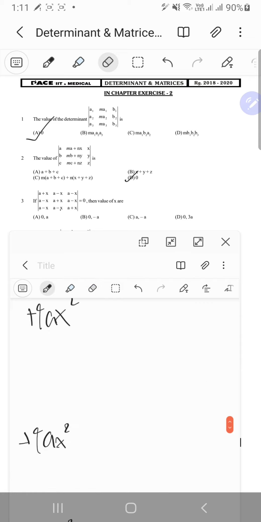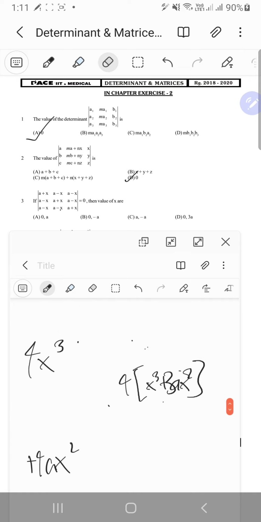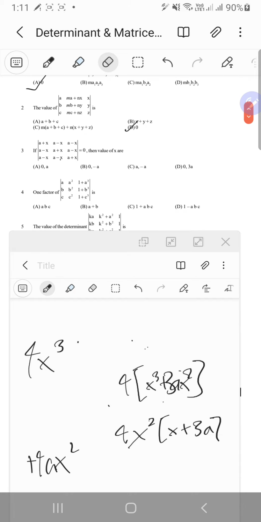So this was just 4 times x cubed plus ax squared plus 3x squared. So it will be 4x squared into x plus 3a. So minus 3a would be the only other solution. Cool.